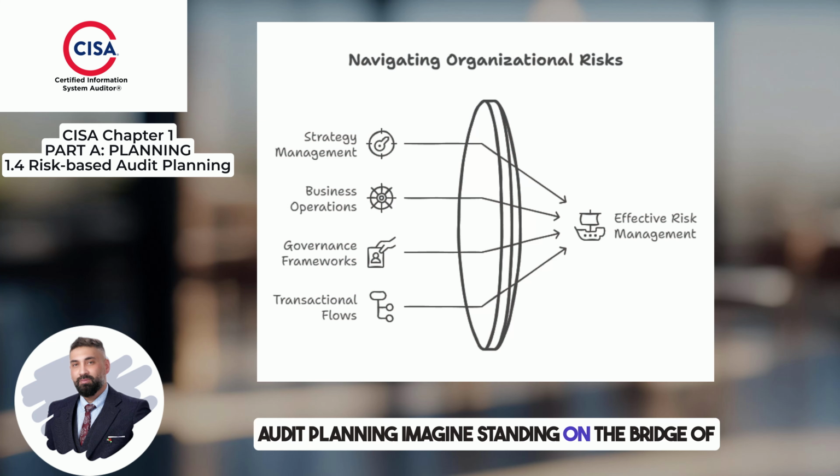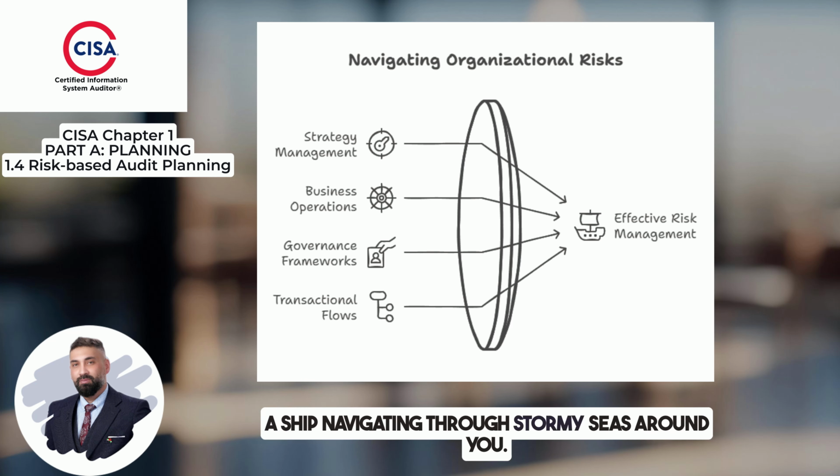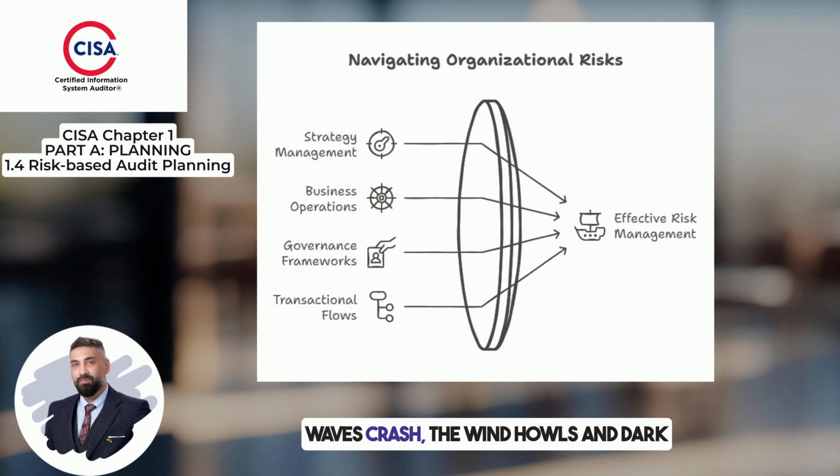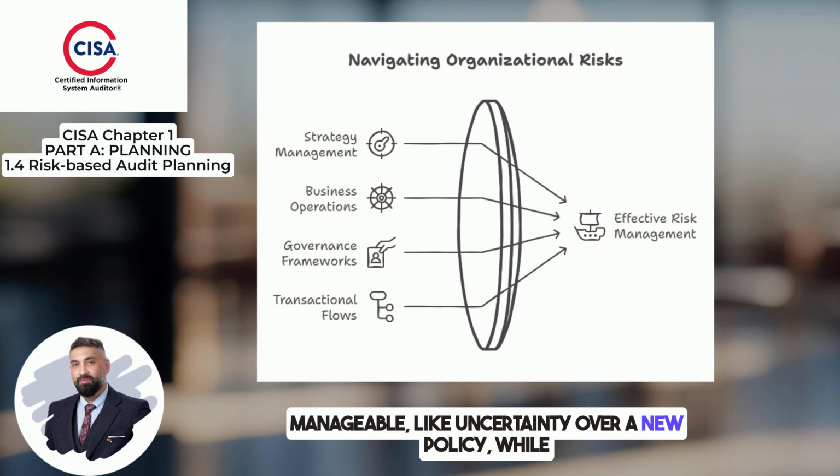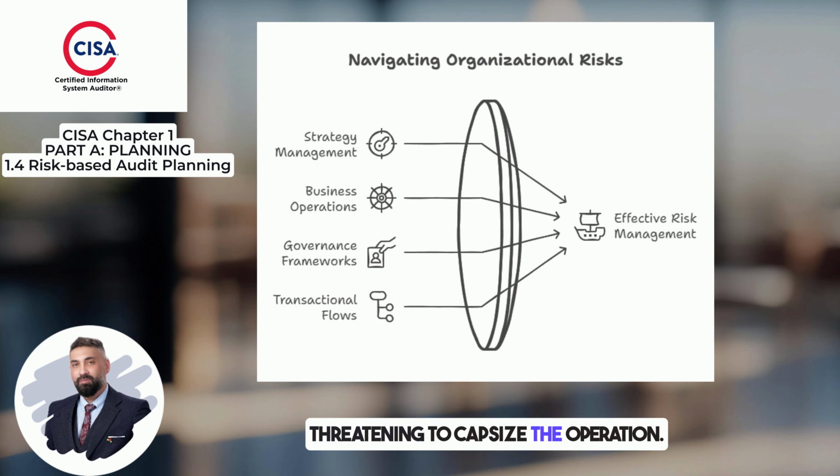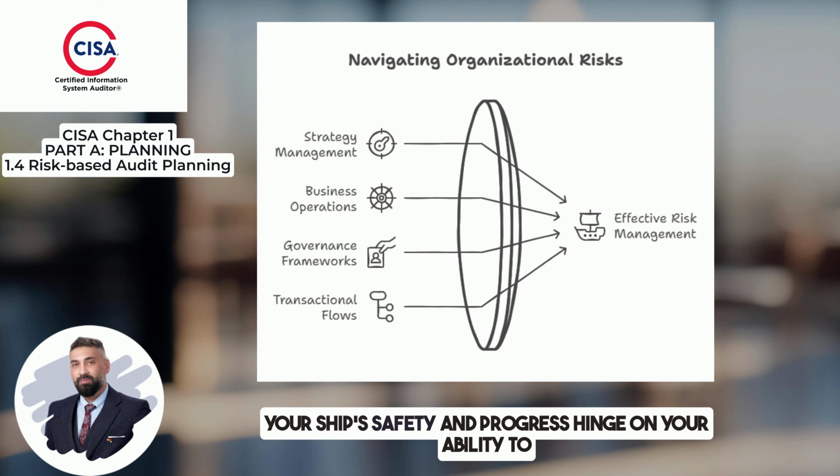Imagine standing on the bridge of a ship navigating through stormy seas. Around you, waves crash, the wind howls, and dark clouds obscure your view of the horizon. Each wave represents a possible threat to your ship, a business's objectives in this metaphor. Some waves are small and manageable, like uncertainty over a new policy, while others rise dangerously high, like major cybersecurity breaches threatening to capsize the operation. Your ship's safety and progress hinge on your ability to point it toward the best course through the chaos.